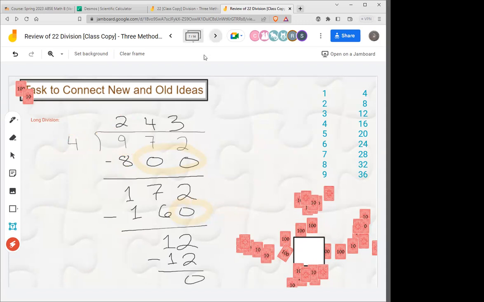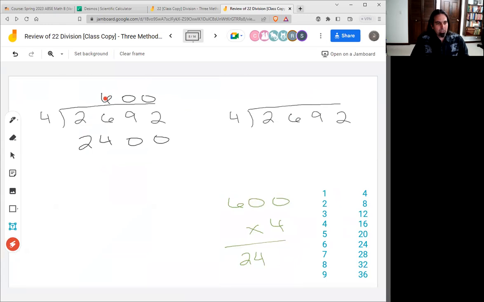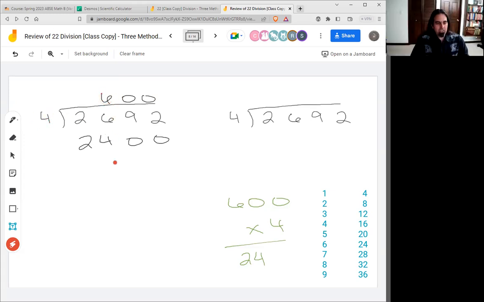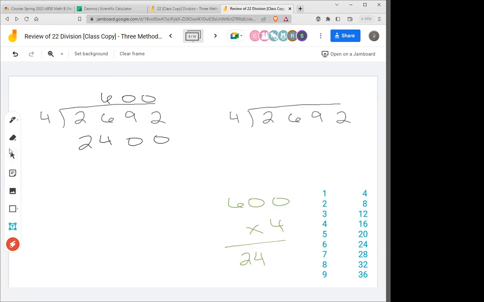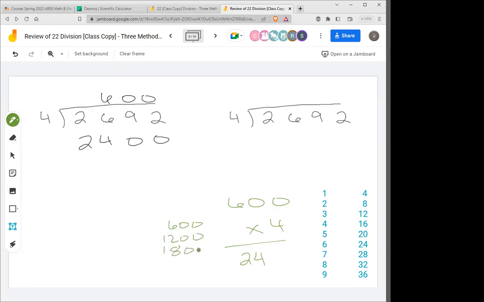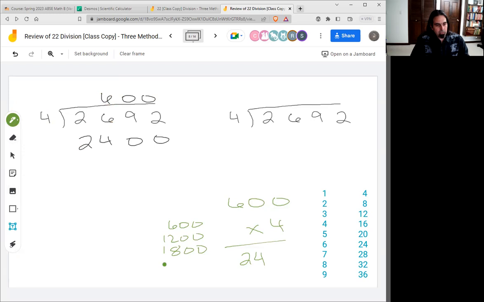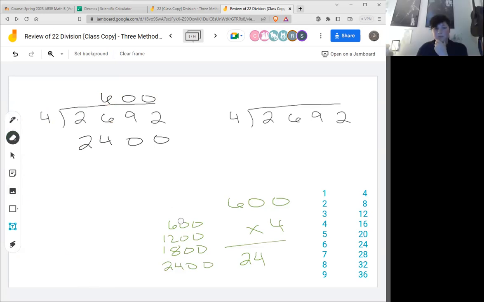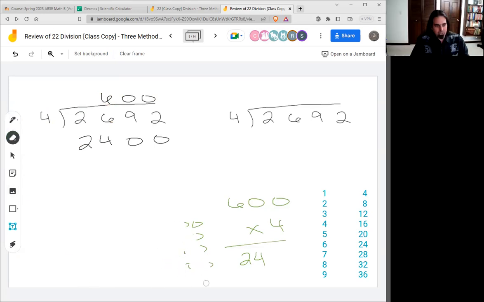Gotcha. So this is the same thing. We're giving out 600 cards to four people. So 600 for one person is 600. 600 for another person brings us up to 1200. 600 for another person brings us up to 1800. And 600 for the last person brings us up to 2400. Okay, I see now. All good questions. Thank you for all those questions. Okay, but I do have to erase just for space on my screen.